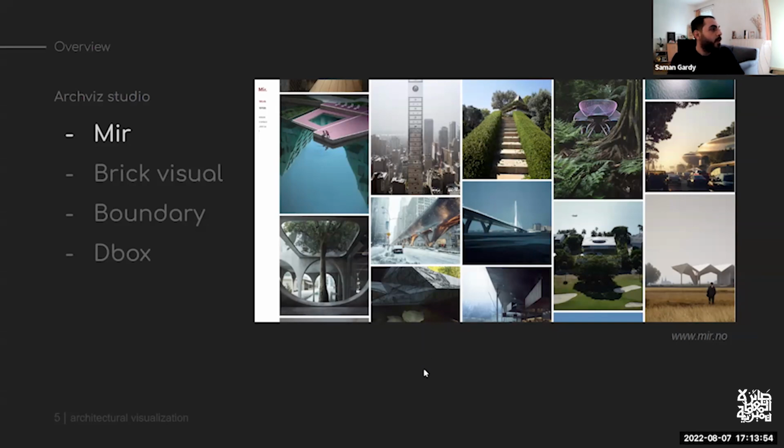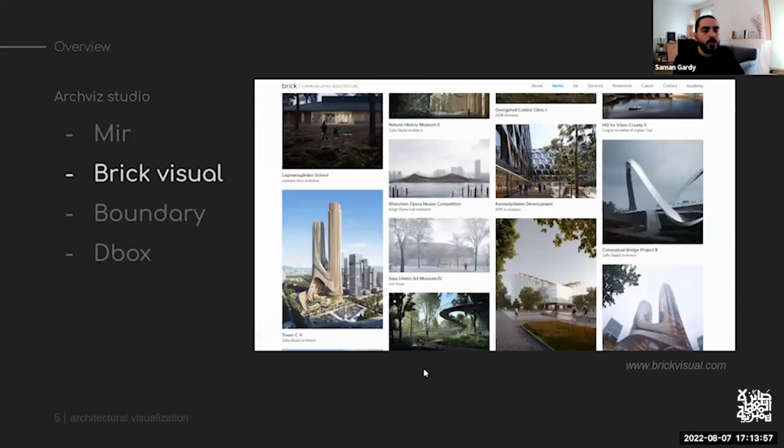The second one, Brick Visual, is the studio where I work here in Budapest. Maybe I can talk a bit more about Brick Visual since I'm working there. So again, we are working with the big names in the architecture industry. You can name Kengo Kuma, Gensler, Zaha Hadid Architects, so famous. Probably you have seen this C Tower from Zaha Hadid Architects. It went viral.